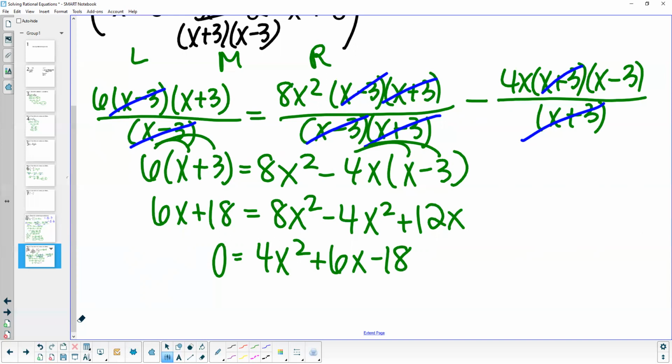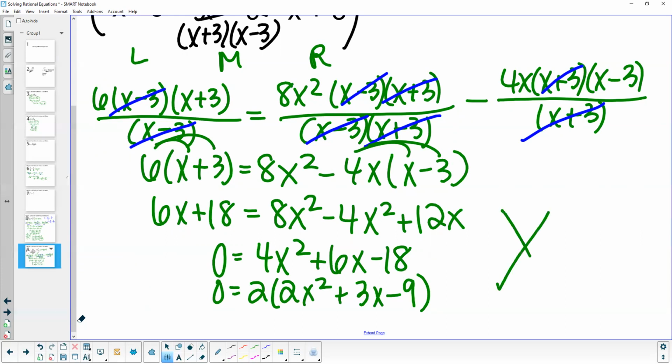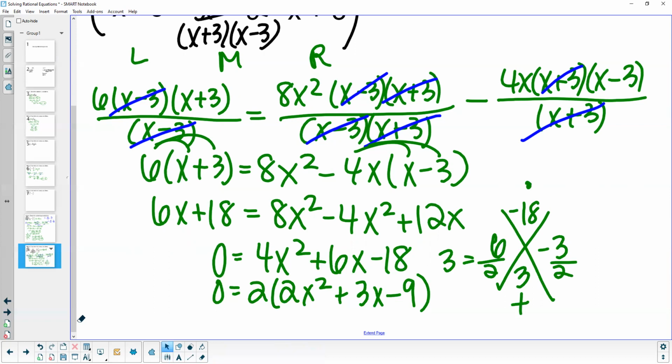And so what we want to do is try to figure out what numbers will work in this situation. Just to start, we want to factor out our greatest common factor, which is a 2. So by factoring out a factor of 2, we end up getting 2 times 2x squared plus 3x minus 9. And then what we can do is multiply the first times the last. So we want two numbers that multiply to negative 18 and add to 3. Well, that'll be 6 and negative 3. And then we have to divide both of them by 2. And so we end up getting 3 and a negative 3 halves.